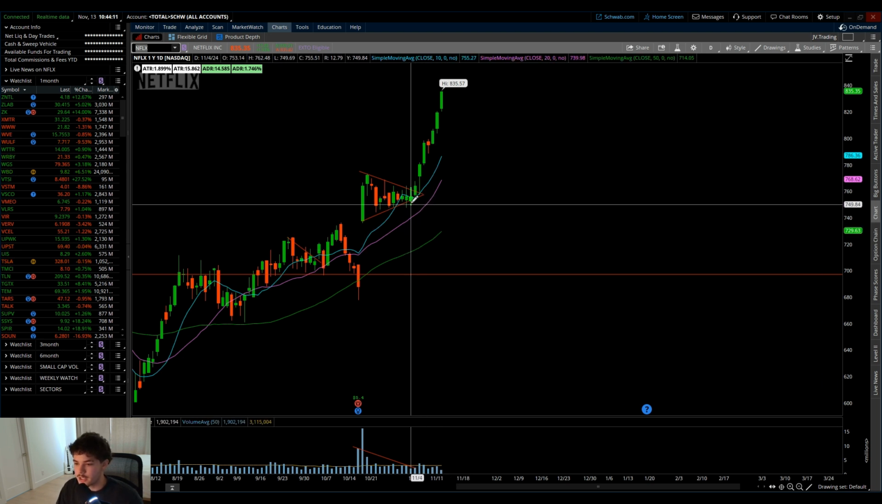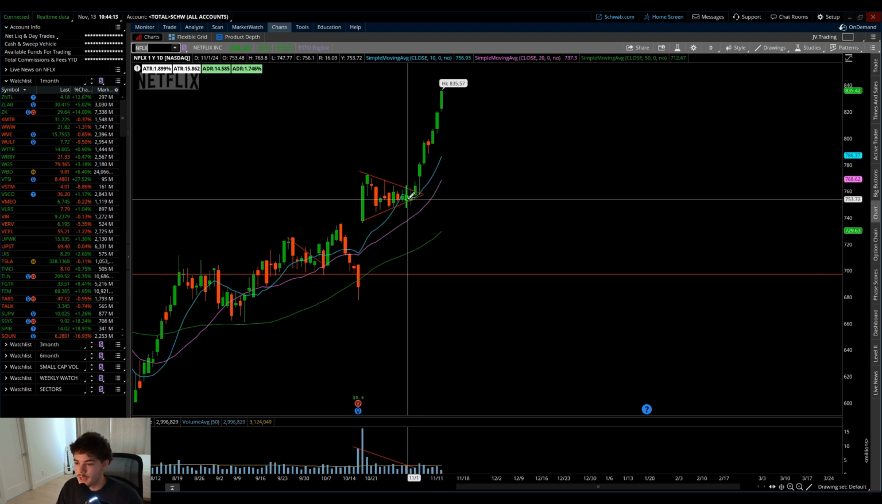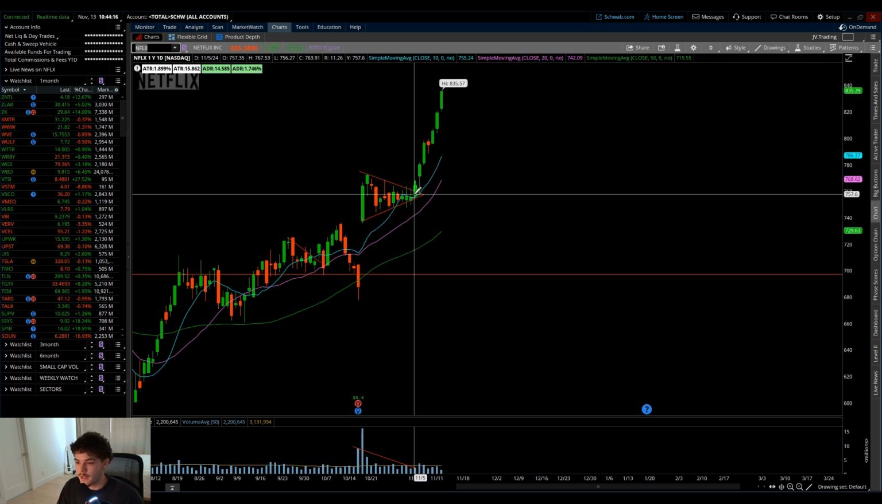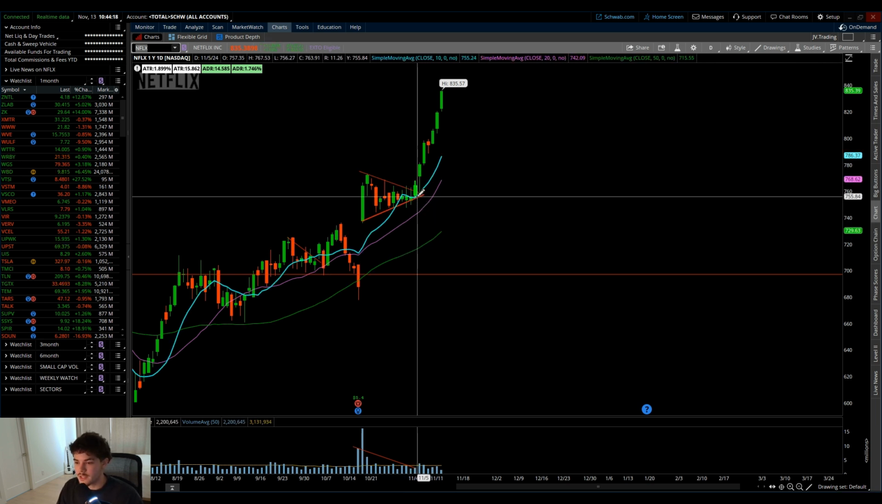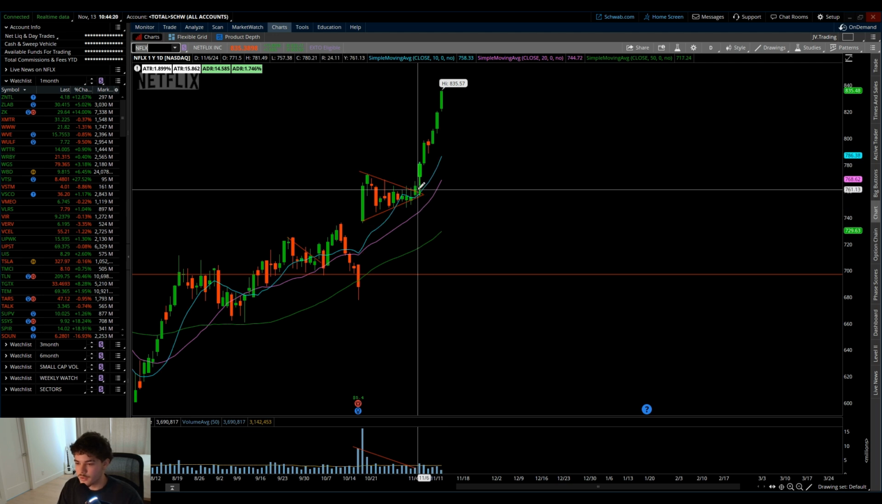We can see a thin day right here and then a breakout on high volume. So now the stock is breaking out. How do we enter? How do we manage our risk, etc.?